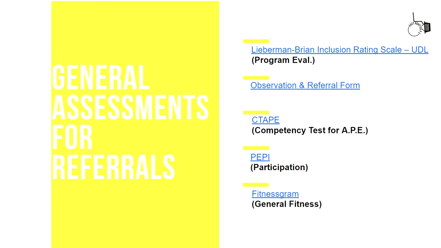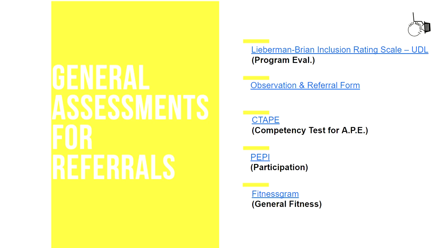The next one is the observation and referral form. I'm going to use this as my informal data collection. So this is something where, again, I'm looking at one of those kiddos that's on the cusp. I want to think about referring them for the adaptive PE program, so I'm going to use this form to gather data. The CTAP, the PPI, and the FitnessGram are all assessments that I'm also going to use. Those are general assessments to look at the student's participation, their affective ability, cognitive ability, and then again, their general fitness.